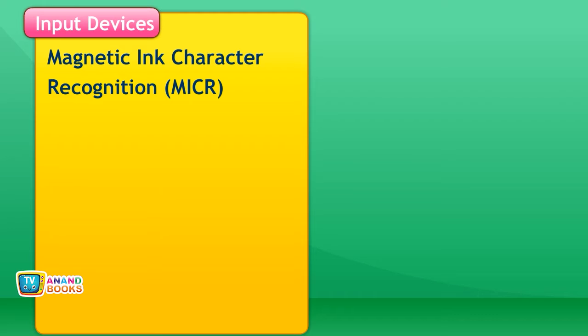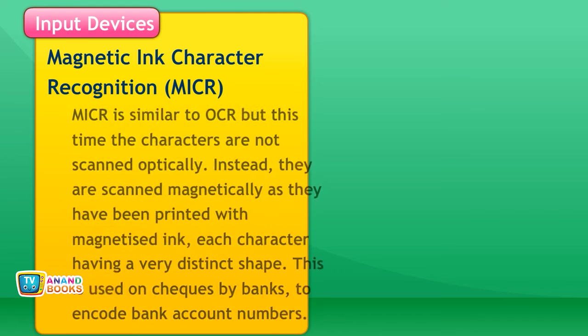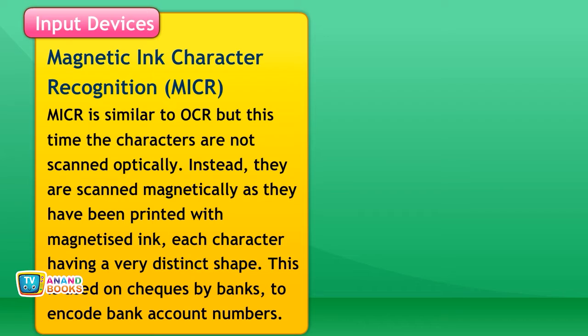Magnetic Ink Character Recognition (MICR). MICR is similar to OCR, but this time the characters are not scanned optically. Instead, they are scanned magnetically as they have been printed with magnetized ink, each character having a very distinct shape. This is used on checks by banks to encode bank account numbers.